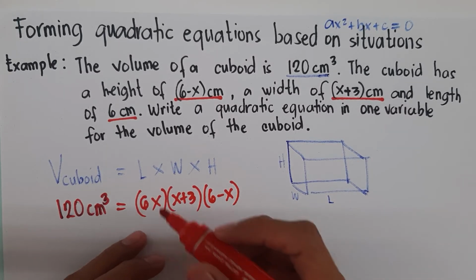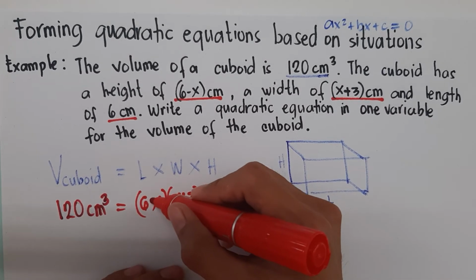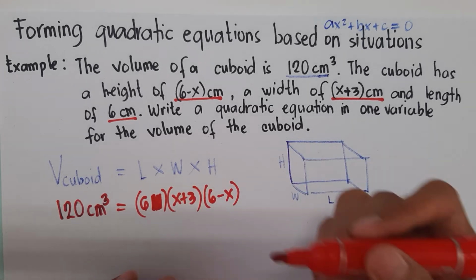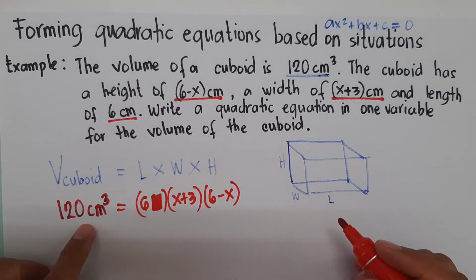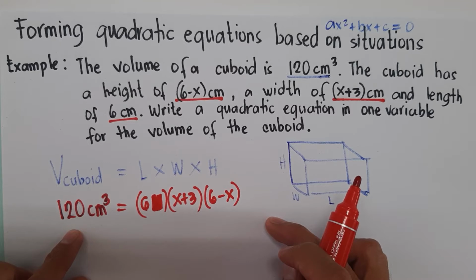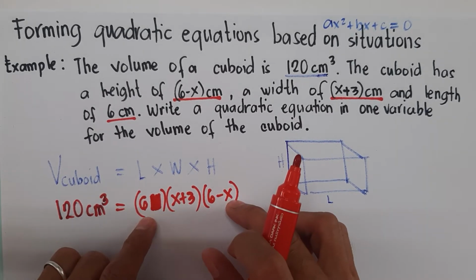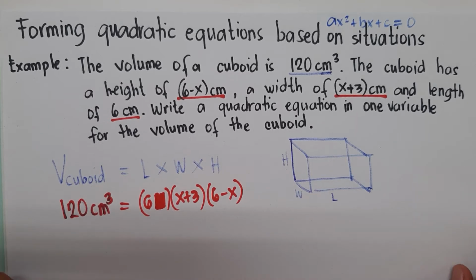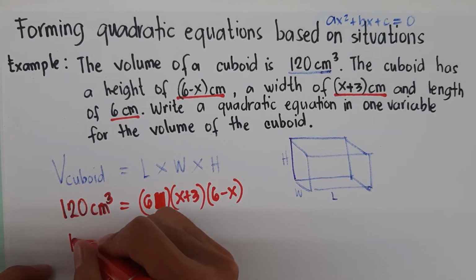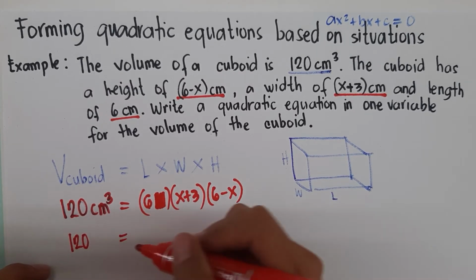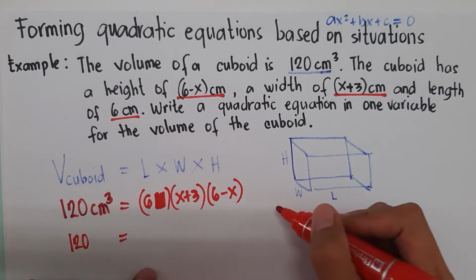Wait, this one shouldn't have x, okay? Let me remove that. Sorry for that. So, yeah, this is now our equation: the volume of the cuboid, the length, the width, and the height. Now, we're just going to form the quadratic equation. So, 120 is equal to, you just multiply all of them.